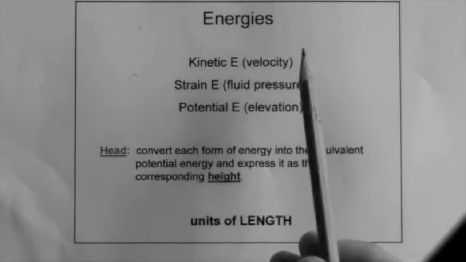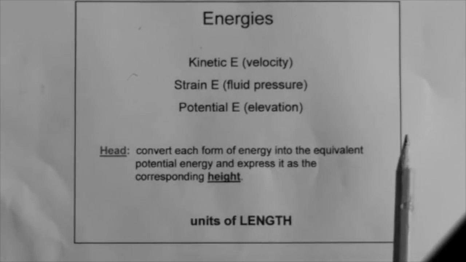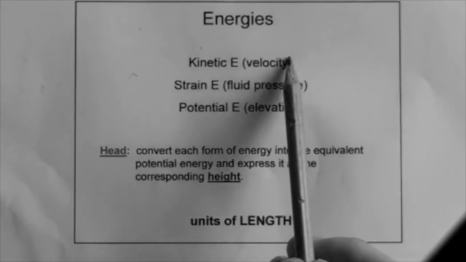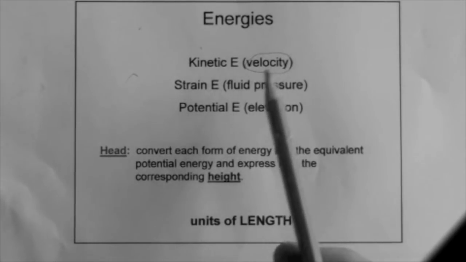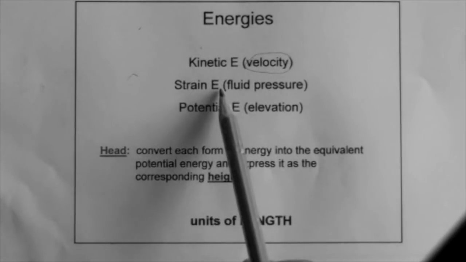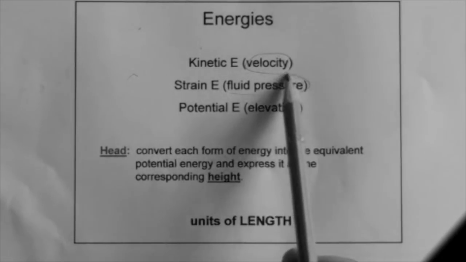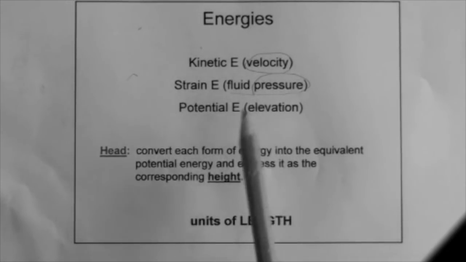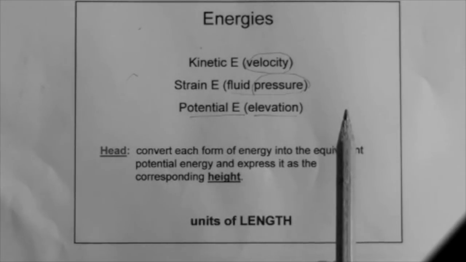There are 3 types of energies: the kinetic energy, the strain energy, and the potential energy. The kinetic energy is associated to the velocity of the object, in this case the fluid that flows. The strain energy is associated with the pressure, the state of pressure of the fluid in this case. And the potential energy is associated to the elevation of the fluid.